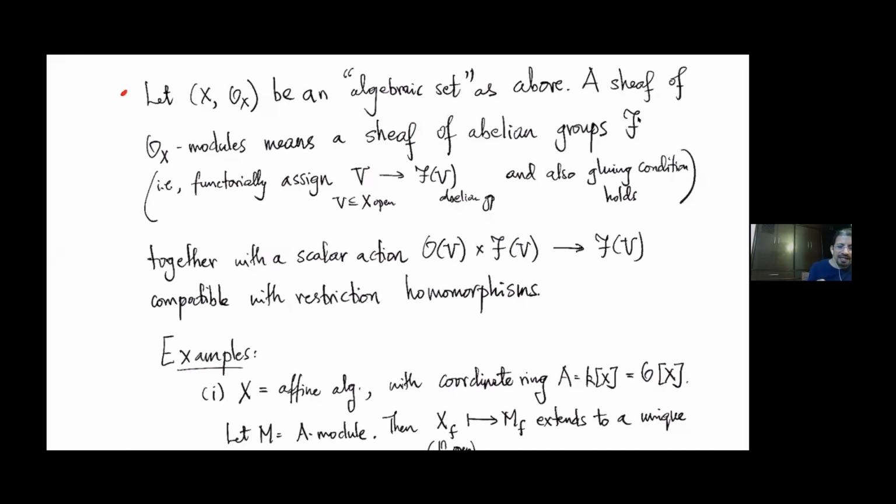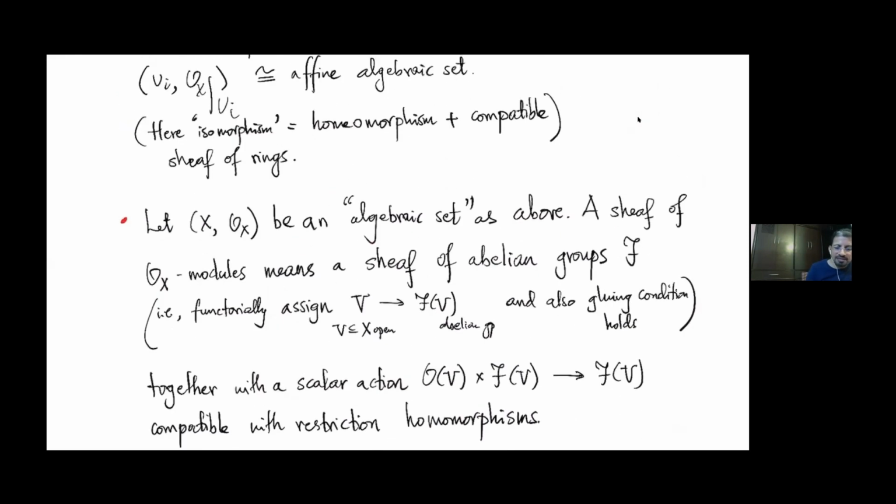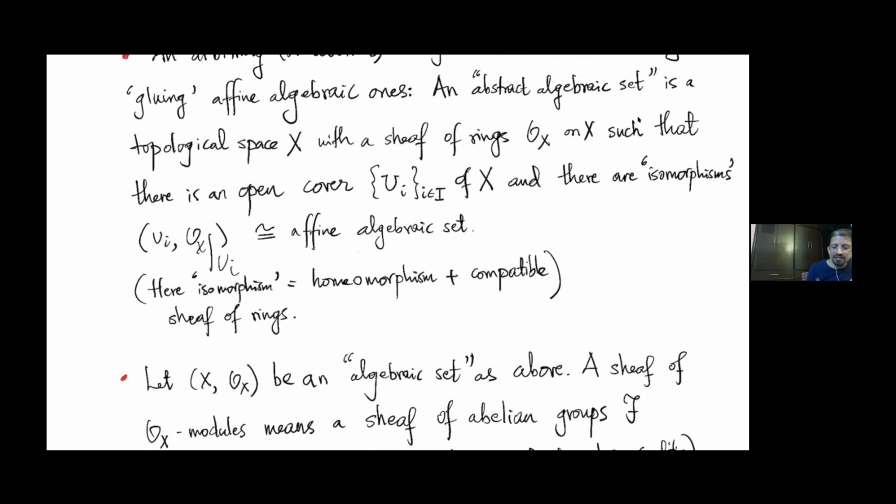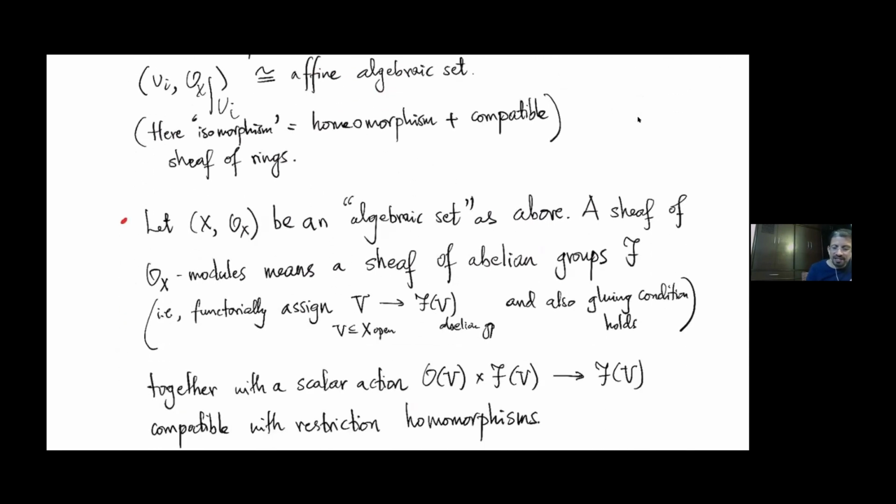So let (X, O_X) be an algebraic set, an abstract algebraic set as defined above. Now on such an abstract algebraic set, we already have a sheaf of rings, which is locally looking like an affine algebraic set. But it's not enough to look at the sheaf of rings. In algebraic geometry, what is convenient is to also look at the category of modules.